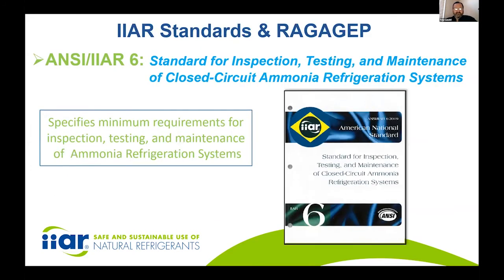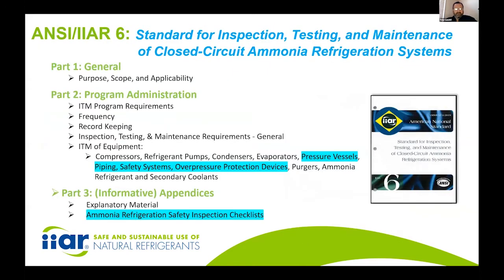Now, IIAR 6, inspection, testing, and maintenance, specifies minimum requirements for inspection, testing, and maintenance of ammonia refrigeration systems. Very straightforward. I'm going to show you 4 parts here. It has a general purpose, scope, and applicability. And then there's program administration, and it goes through the inspection, testing, and maintenance program requirements, frequencies of when these inspection, testing, and maintenance items should be done, the record keeping for them, and then, of course, general requirements for ITM tasks. ITM is the abbreviation for inspection, testing, and maintenance. And then, of course, the equipment. You'll see I have some items highlighted there. I'll show a little bit more on those. Then there's a part 3 in the informative appendix that has explanatory material.